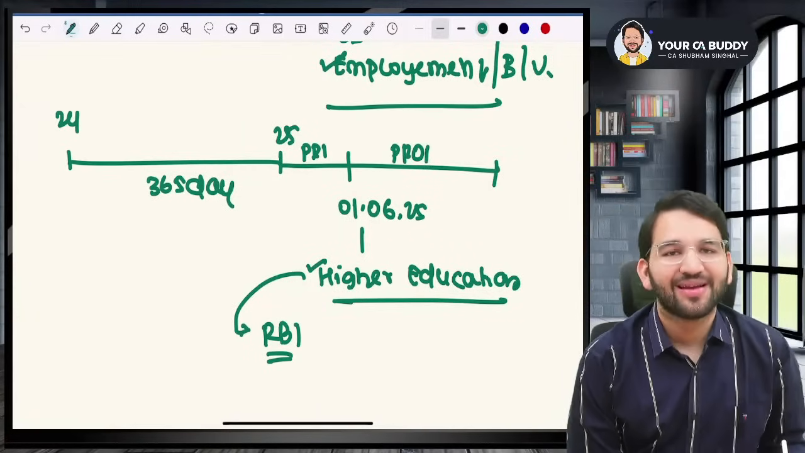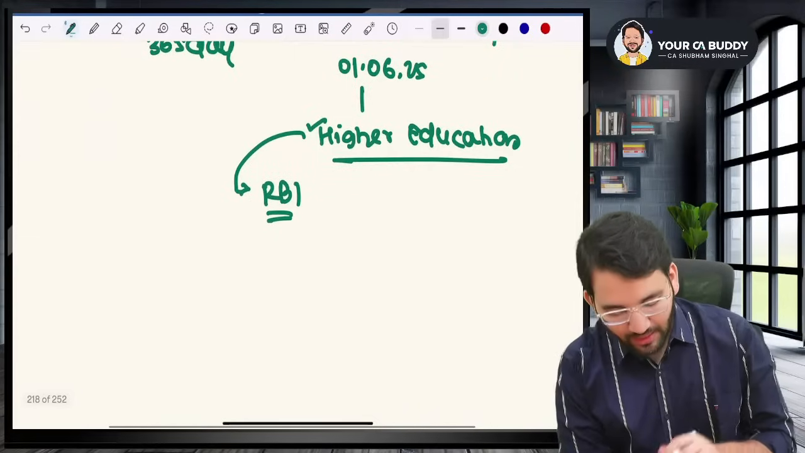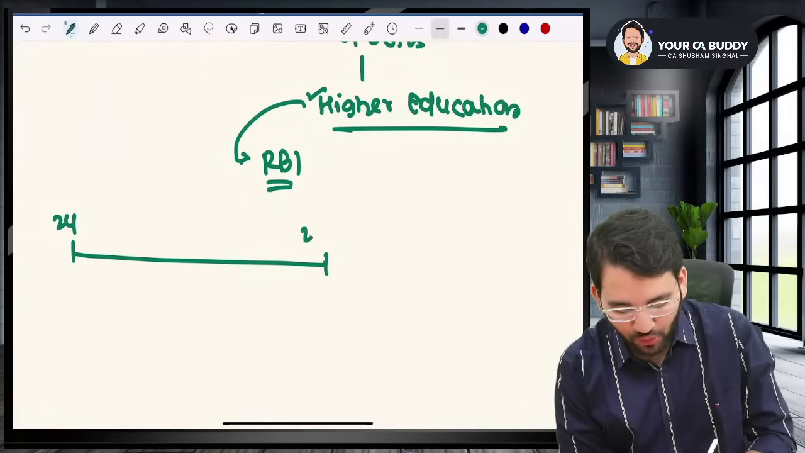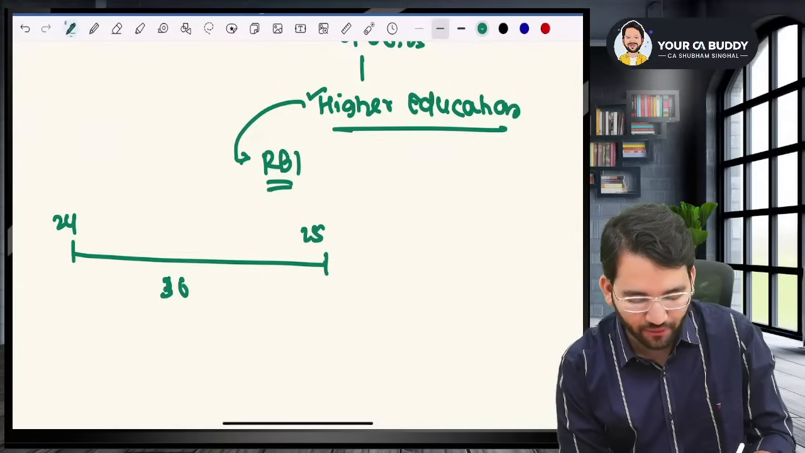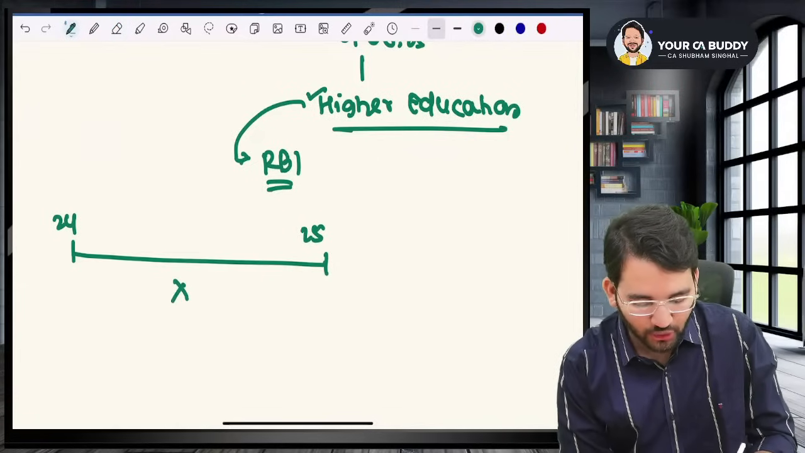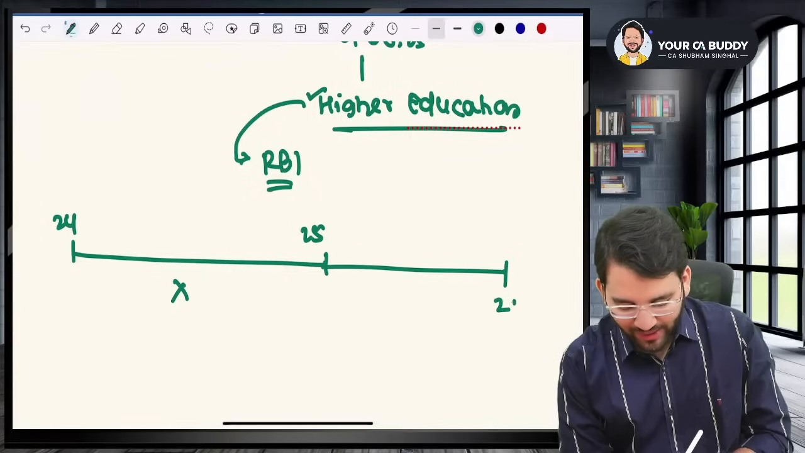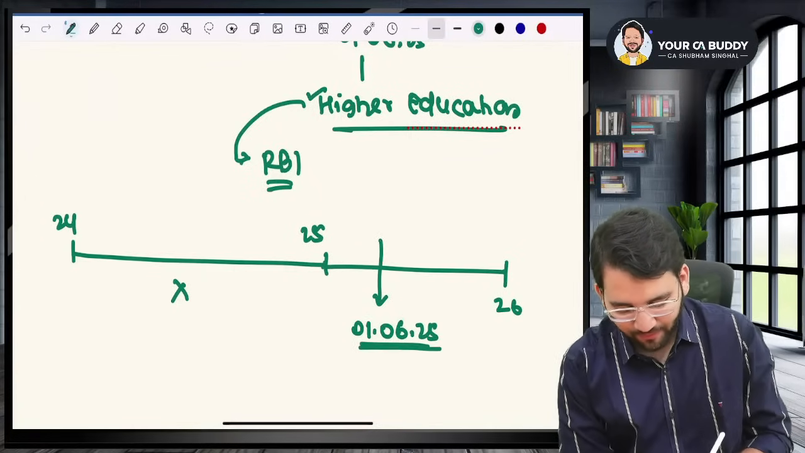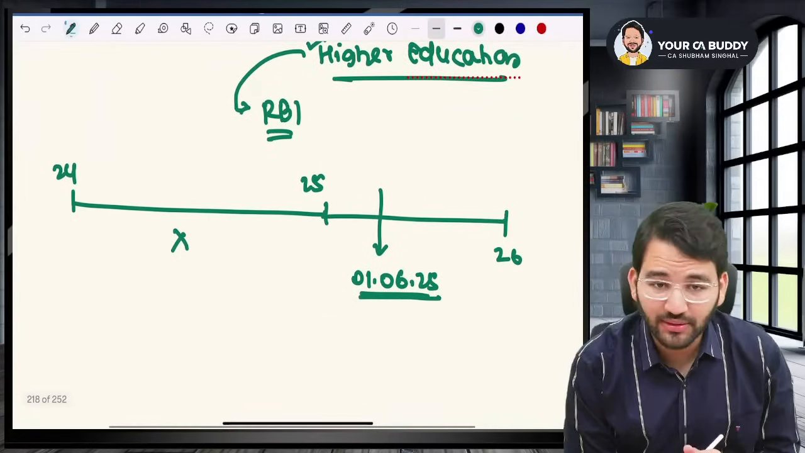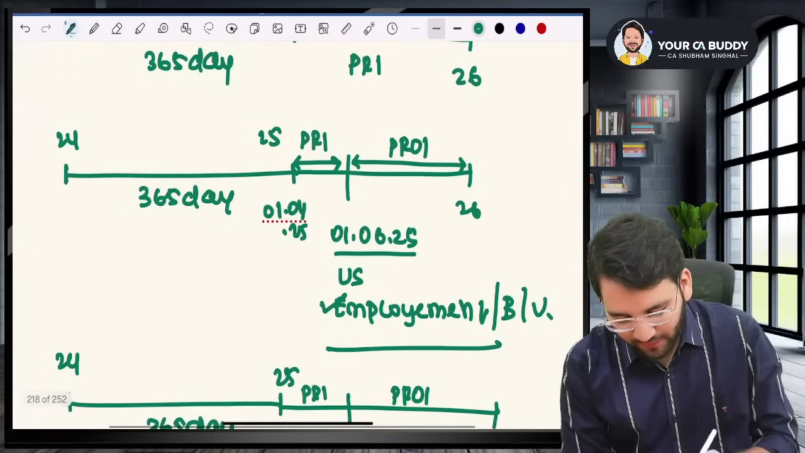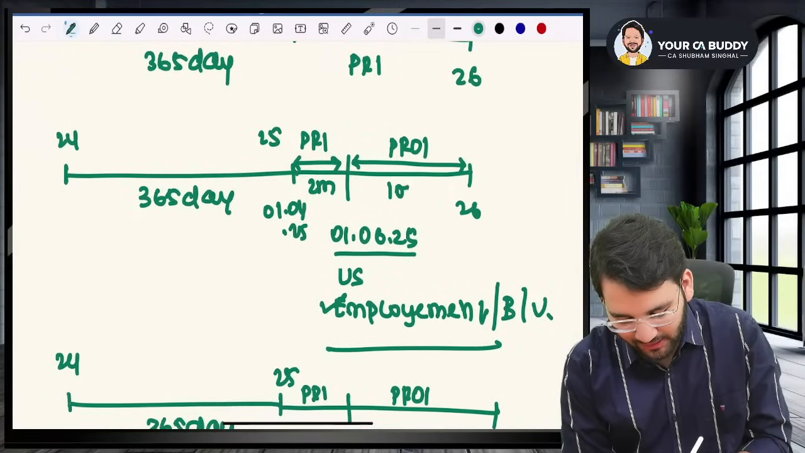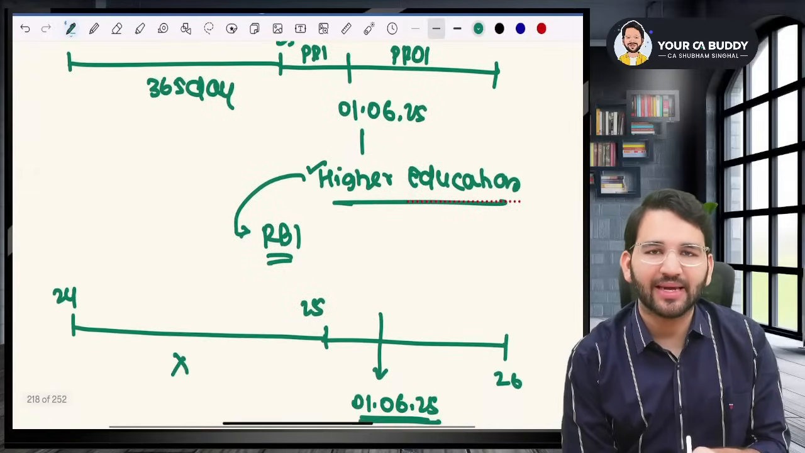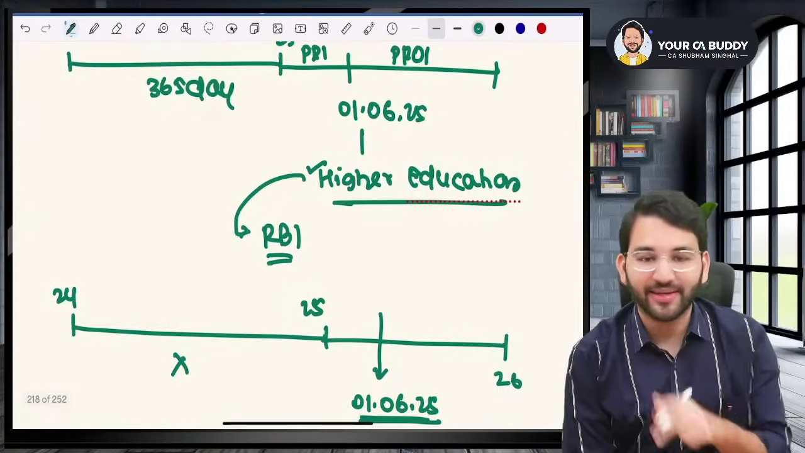Are you with me? Sir, are you with me till here? Yes, sir. Continuing the examples, listen to me very carefully. So previous year 24-25, I was not here. For the first time in 25-26, I came to India on 1st of June 2025. So it will be 2 months PROI and 10 months PRI. I think I said 3 months and 9 months, but it will be 2 months and 10 months.